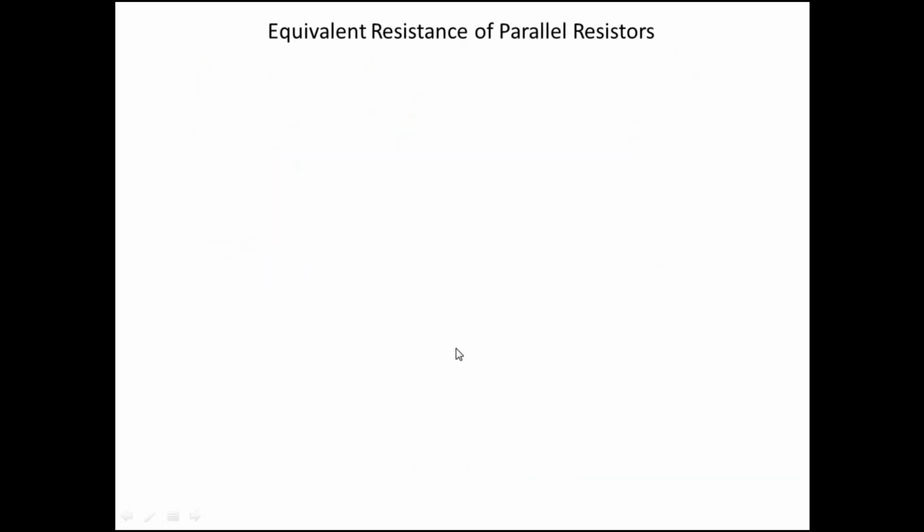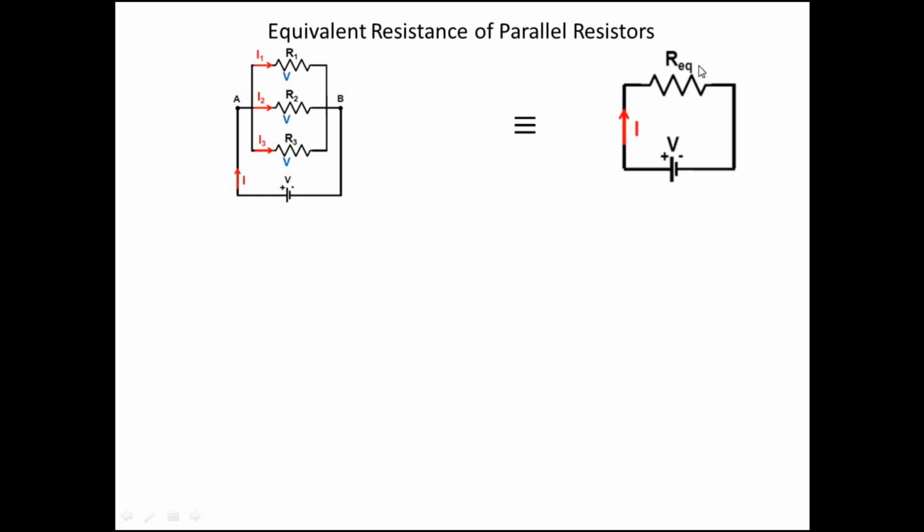And in case of equivalent resistance of parallel resistors, similar to that of series connection, we have to replace these three resistors in parallel by a single equivalent resistor. So in case of a parallel circuit, total current I equal to I1 plus I2 plus I3. The total current I will be split into I1, I2, I3.